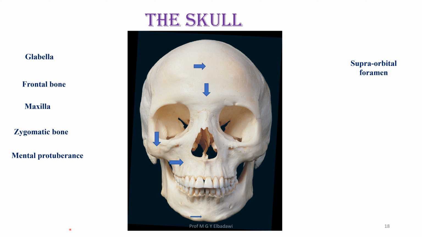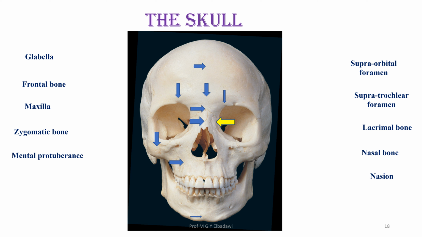Here is the supraorbital foramen or notch. Medial to it is the supratrochlear foramen or notch. This is the lacrimal bone here, forming part of the medial wall of the orbit. And this is the nasal bone, the skeleton of the nose. And the root, as we said, is the nasion. That is the ramus of the mandible, and that is the body of the mandible. These are the main features which you're looking from the front.